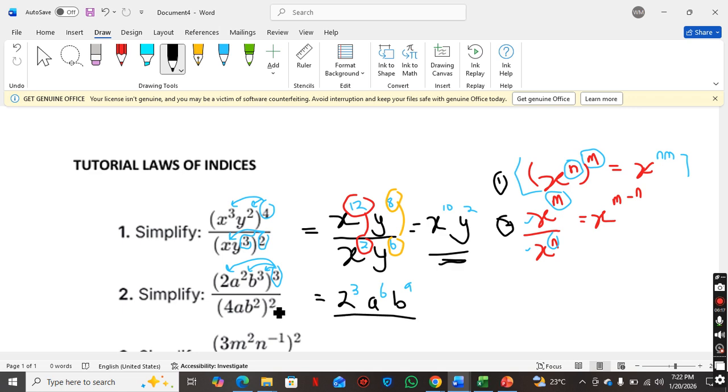Over, we're going to apply the same thing on the denominator here. This is 4 to the power 1, so we multiply it by 2 there. Here we also have a to the power 1 and then b to the power 2. So we're going to have 4 to the power 2, a to the power 2, and then b to the power 4.